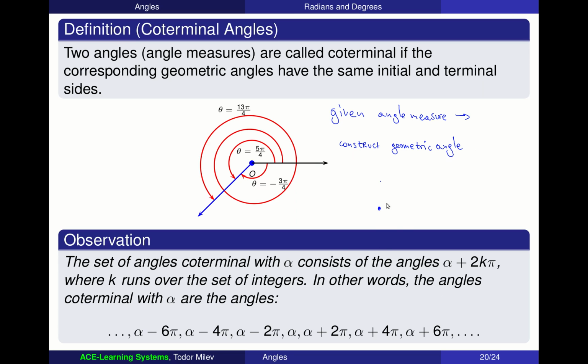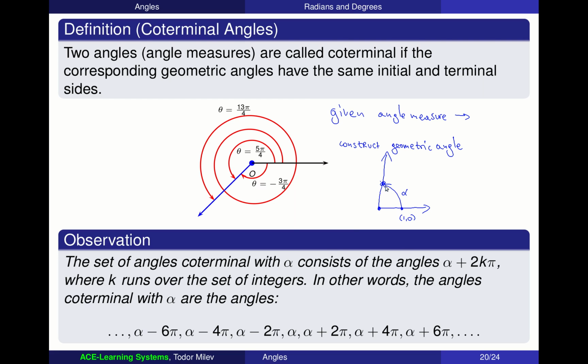We selected the vertex of the geometric angle to be the center of the coordinate system. We aligned the initial arm onto the x-axis. Then we took the point with coordinates (1, 0). Then we used the angle measure to travel a given distance using a given angle. Then we took that second point and used it to construct the terminal arm of our angle. This is how we construct a given geometric angle from an angle measure.